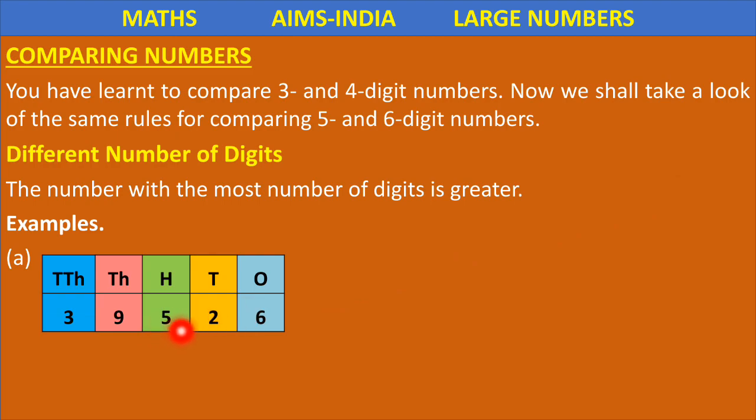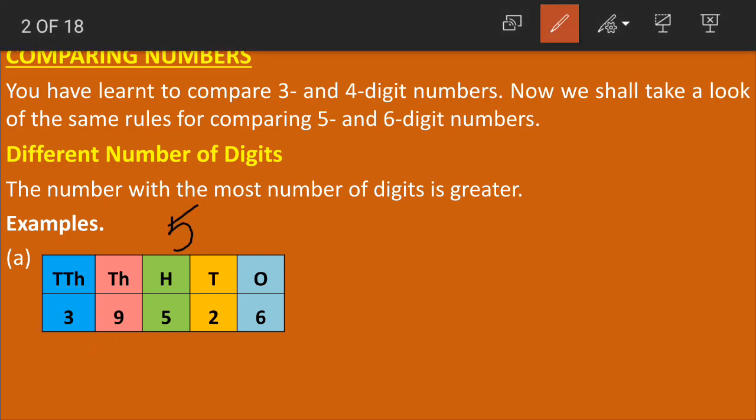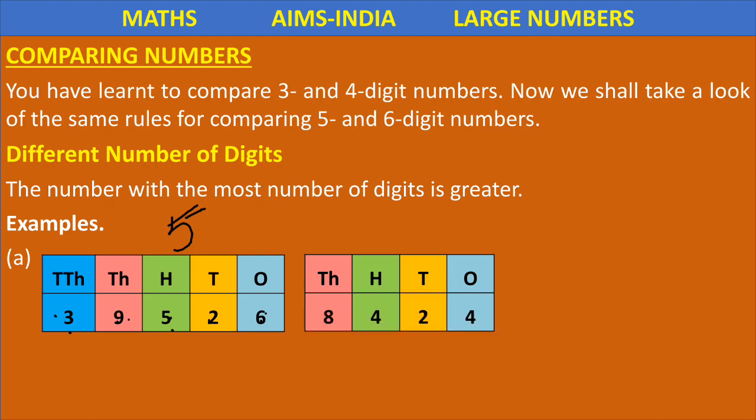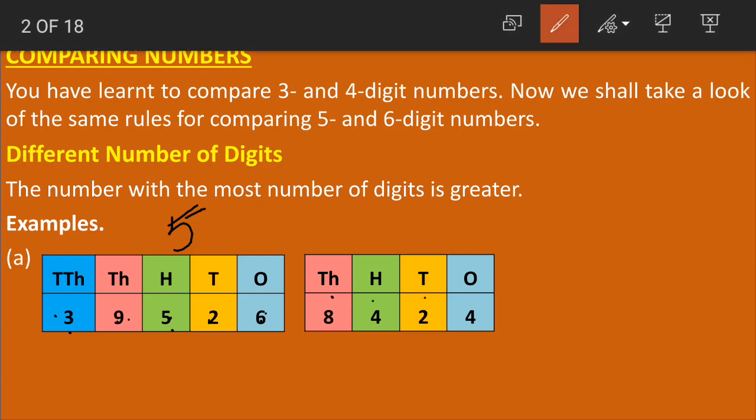Now this number on the left side has 1, 2, 3, 4 and 5 digits. How many digits children? It has 5 digits. What is the number? 39,526, which has 5 digits. The next number has how many digits? The next number has 4 digits. Am I right? 1, 2, 3, 4. And what is the number? The number is 8,424.